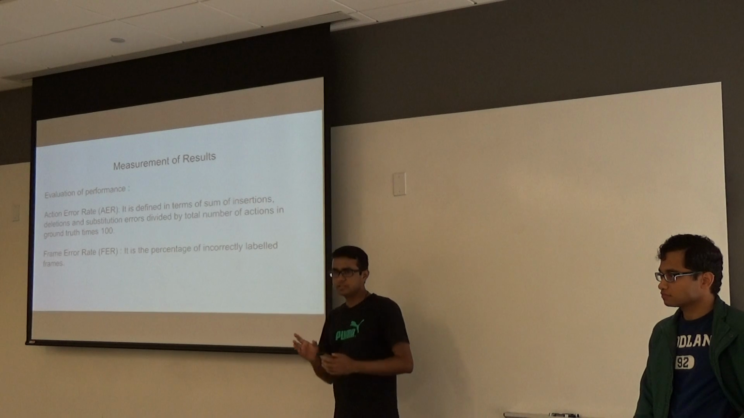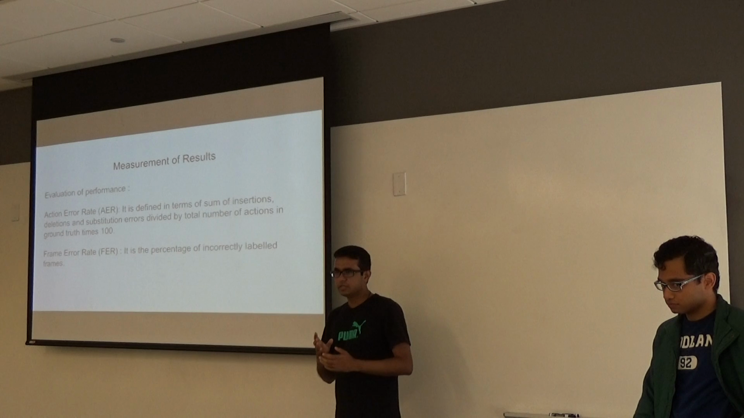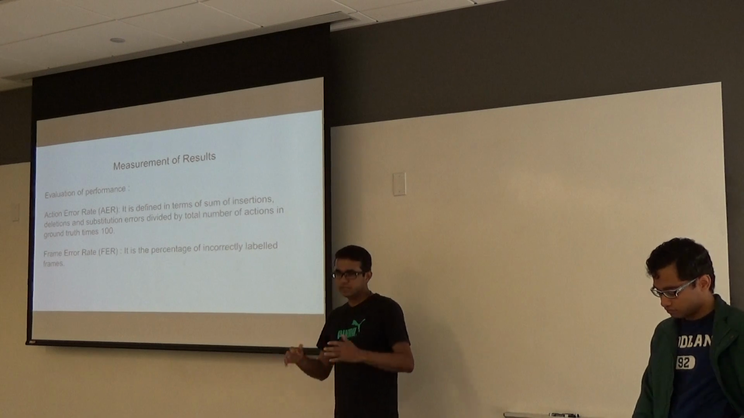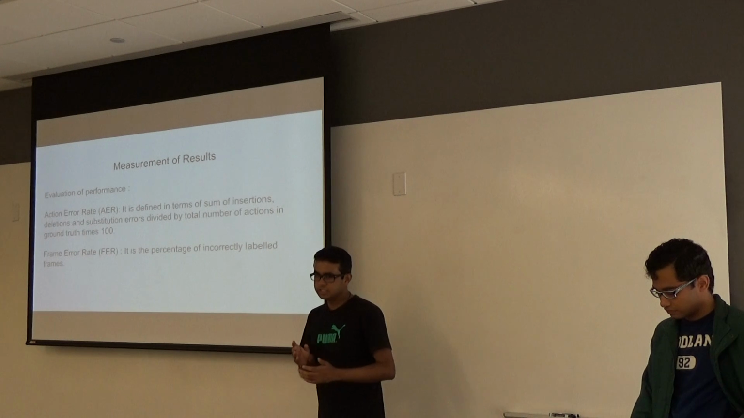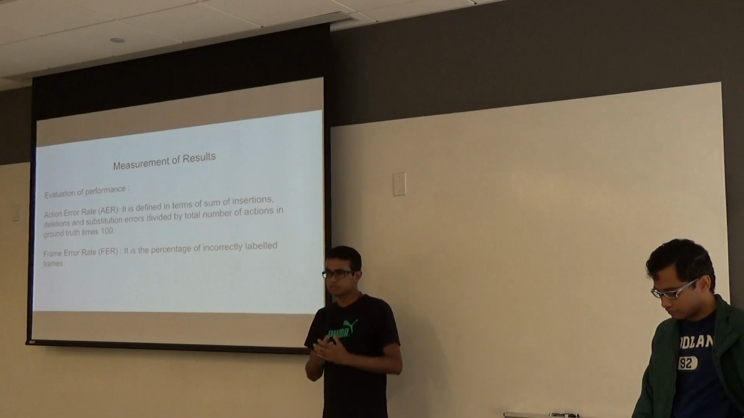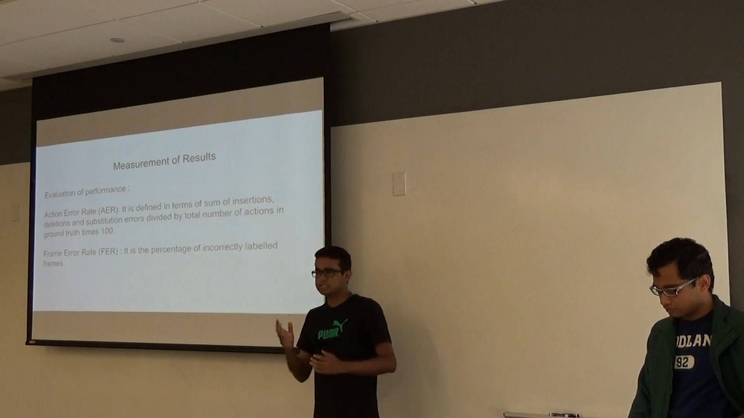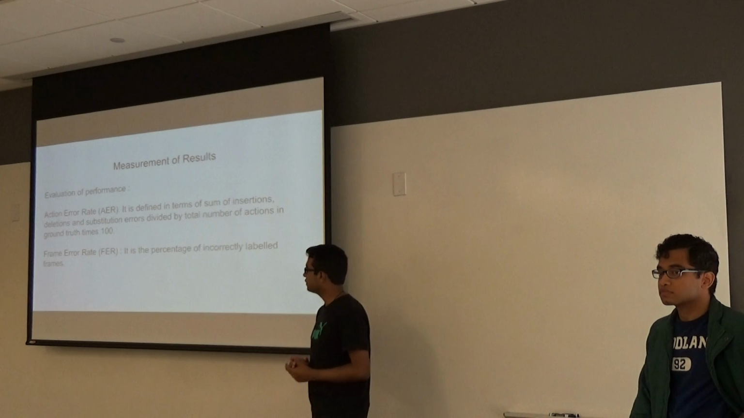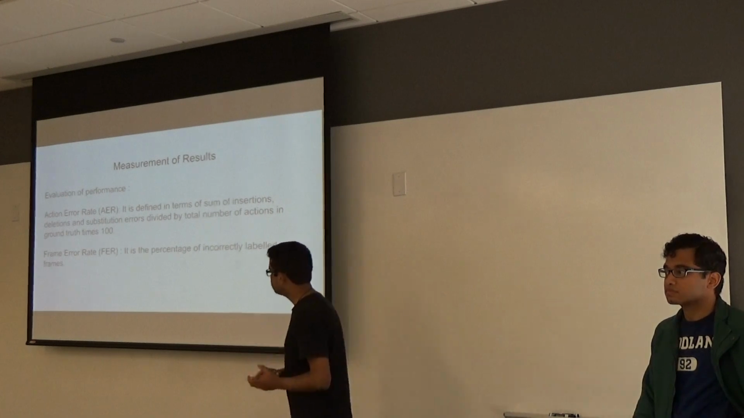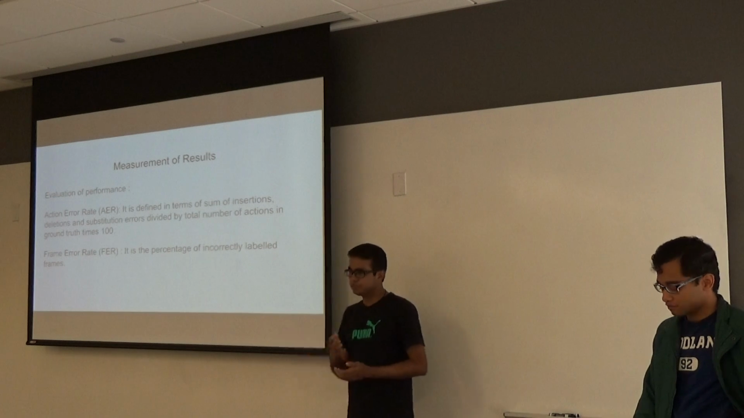Insertion errors are when, while we are classifying using an HMM, there is no action and we are specifying a particular action. A deletion error is when we are not able to recognize a specific action, and a substitution error is when we recognize an action as a different action. So these are the three types of errors which we used for the action error rate. And the frame error rate is just the number of incorrectly labeled frames in the video stream.